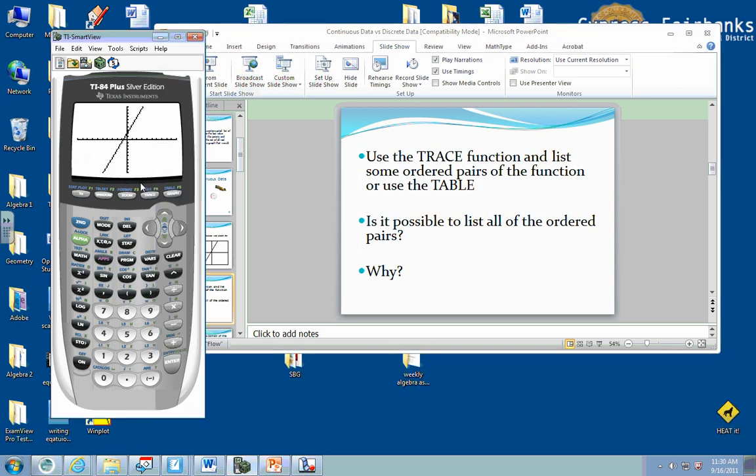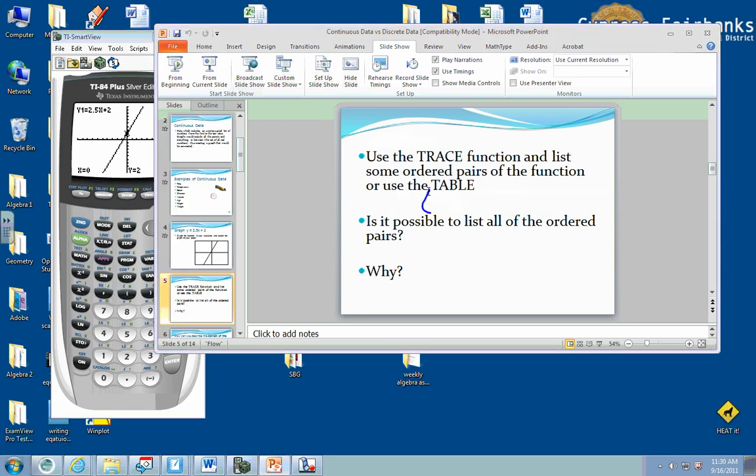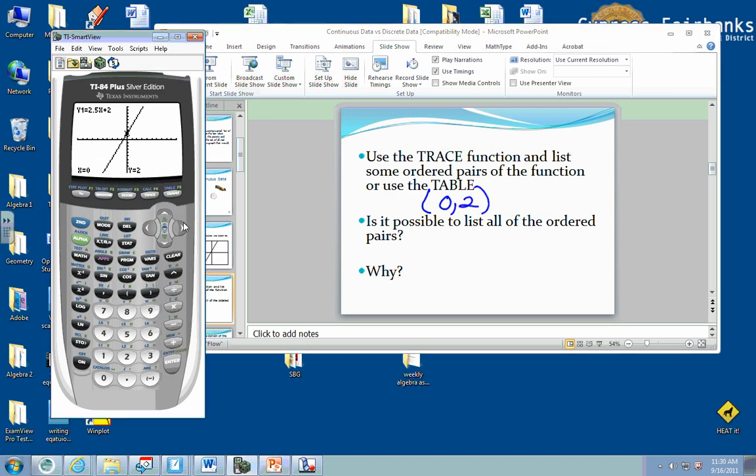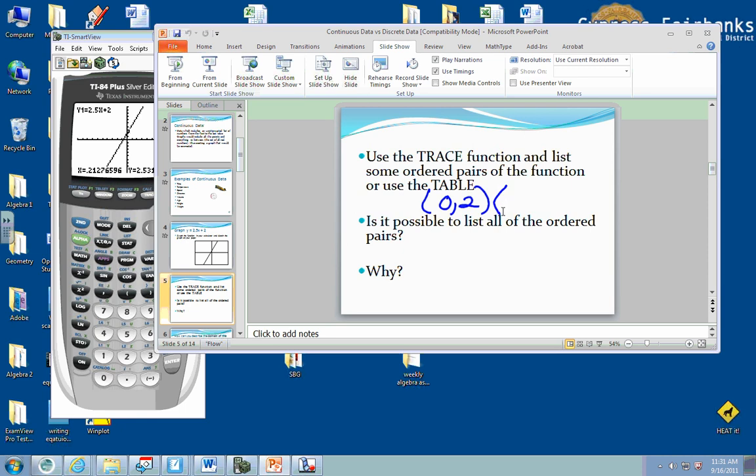Now, we're going to use the trace button and list some of the ordered pairs. I'm going to press trace right here next to your calculator. The first point I see is 0, 2. So I've got 0, 2. And let's find another number. I'm going to press my arrow key. There's a bunch of decimals. So let's put 0.2127, comma 2.54.